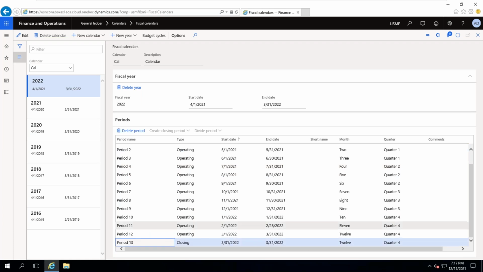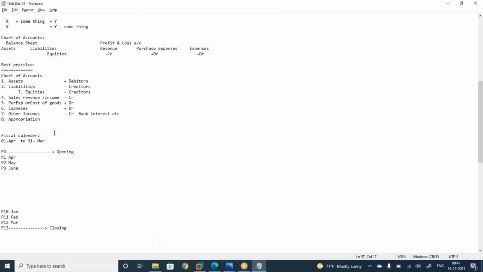What is this period closing and period 13 and period 0? You will understand during the year-end close process. One of the topics you are going to learn is the year-end close process. During that, you will understand the entire process. But you need to remember, there will be 14 periods created.